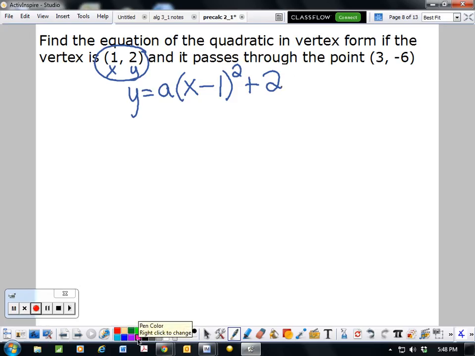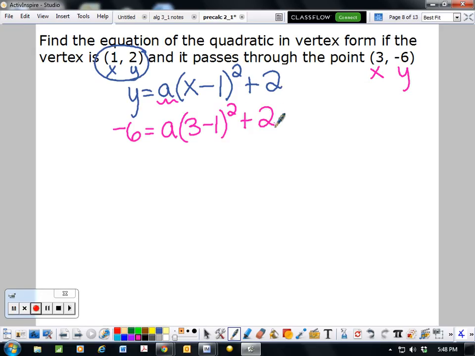Now the only thing I have to figure out to be able to write my final equation is what this a value is. And how I find a is I'm going to plug in this point that's on my parabola. And that point has coordinates of x, y. So I'm going to plug in x and y. So where I have a y, I'm going to plug in negative 6. Where I have an x, I'm going to plug in 3.